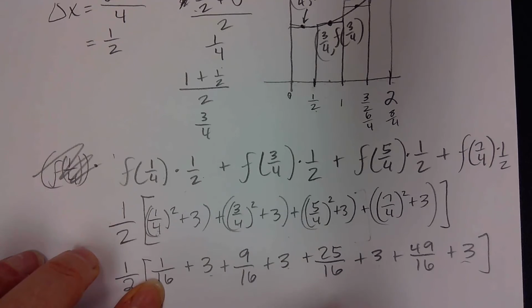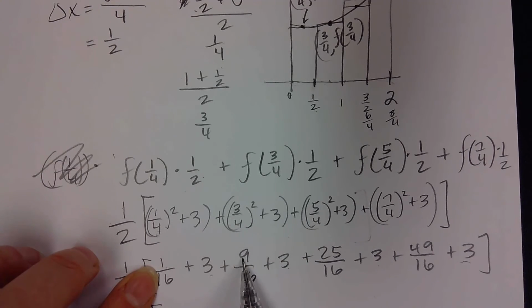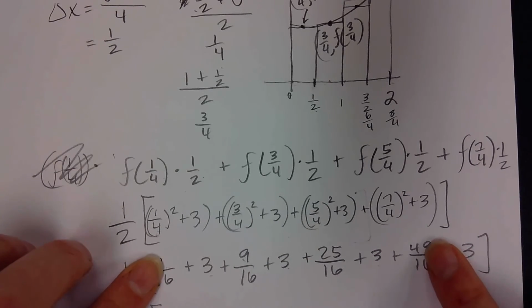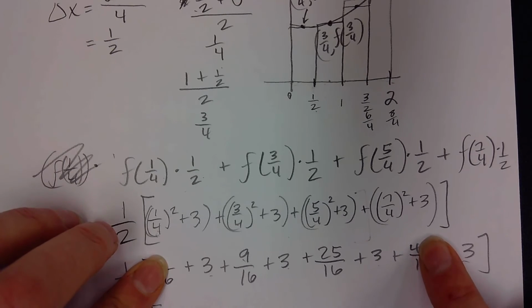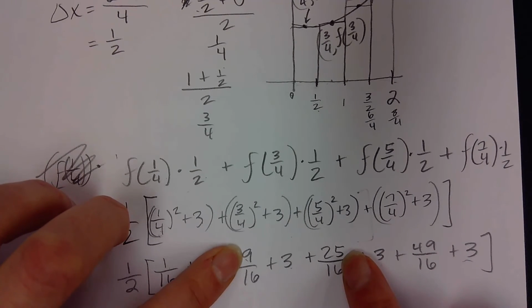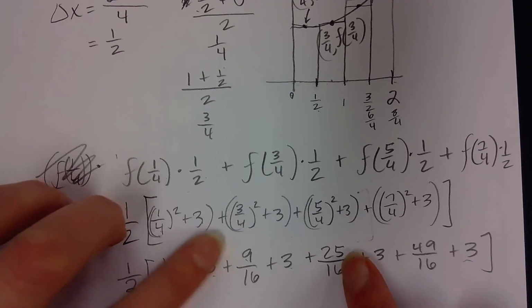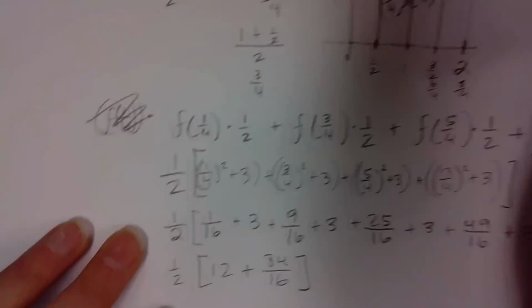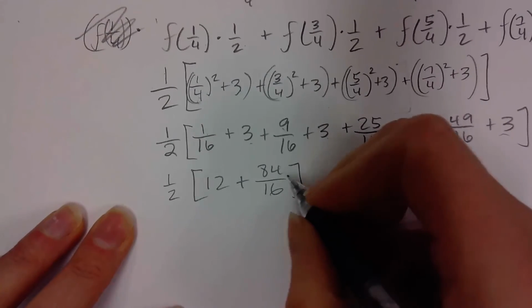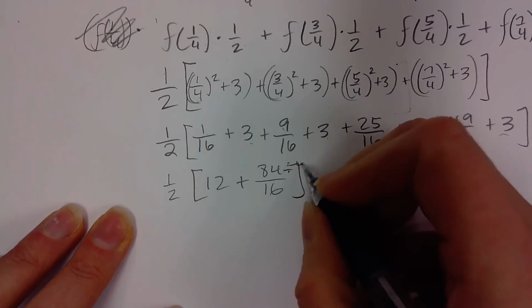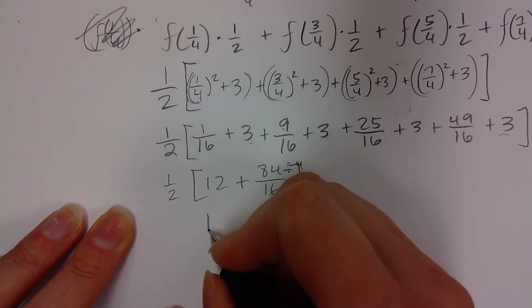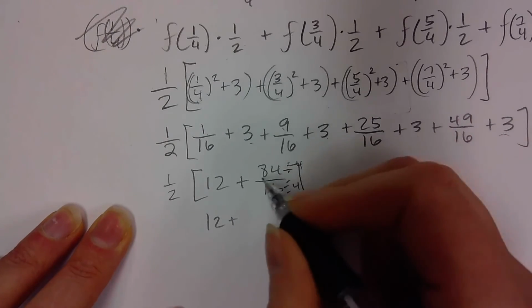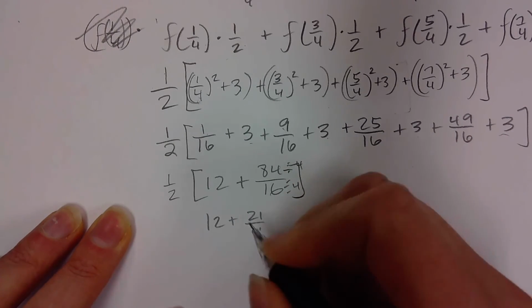And then all my 16ths I can add. So 1 and 9. Actually, let's do 1 and 49. That's going to be 50. And these would be 34. So 50 and 34 is 84/16. Let me go ahead and move my paper up here. So then I want to reduce this by dividing the top and bottom by 4. So 12 plus 21/4.